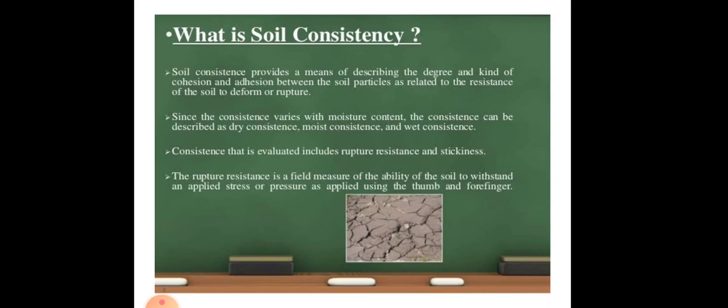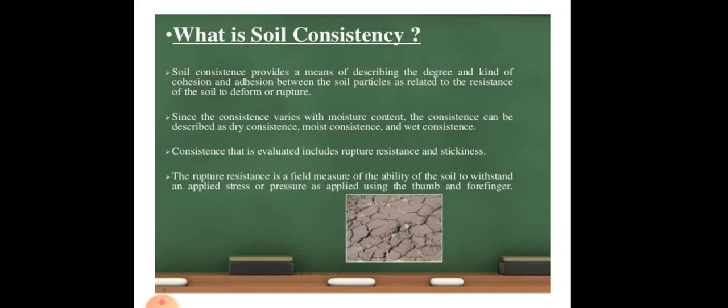And this consistency depends upon the moisture percentage present in the soil, and on the basis of that moisture percentage, this consistency is classified as moist consistency, dry consistency, and wet consistency. If the moisture is minimum or negligible, that consistency is called dry consistency. If a medium amount of moisture is present in the soil, that consistency is called moist consistency. And if the moisture is present in higher proportion, that consistency is called wet consistency.